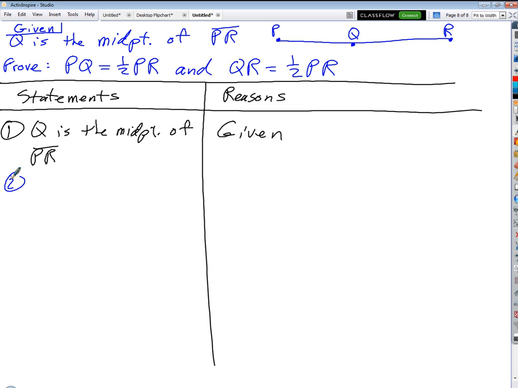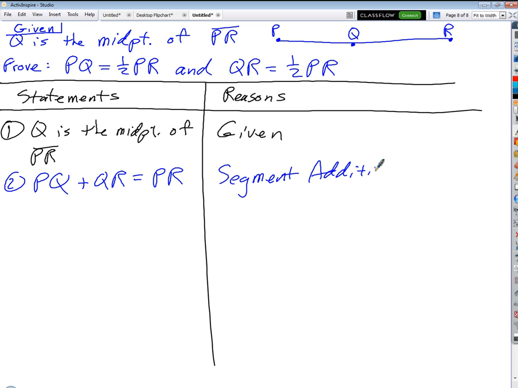We know that the length of segment PQ plus the length of segment QR equals the length of segment PR, right? And that's just the segment addition postulate, right? So that's how we write it: the length of segment PQ plus QR equals PR, and our reason is segment addition postulate, right? Okay?